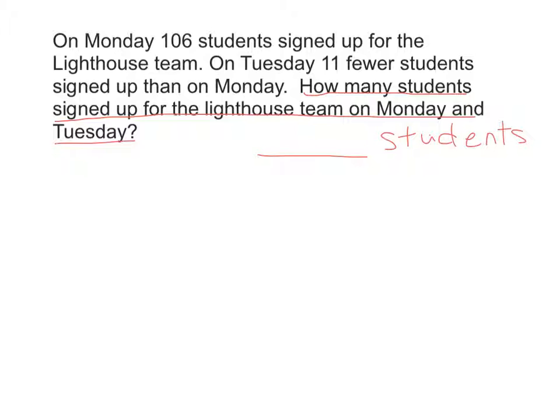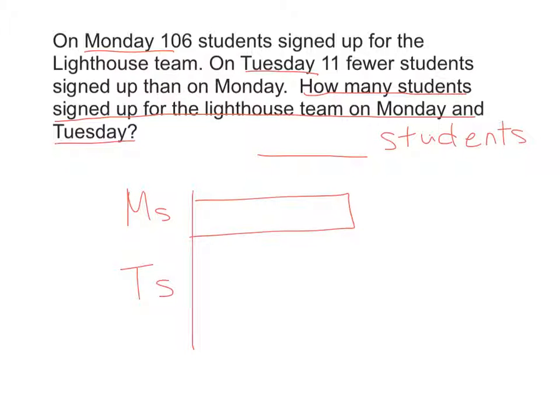Next, we need to identify the who and the what. We have Monday and Tuesday students signing up for the Lighthouse team. So I'm going to put Monday's students and Tuesday's students. Then we write our unit bars of equal length.